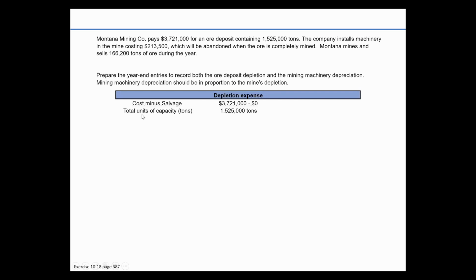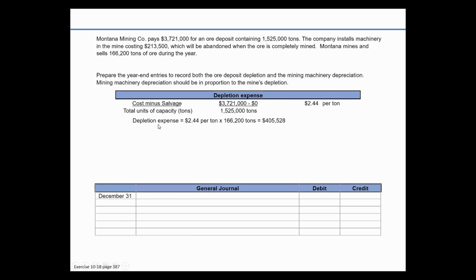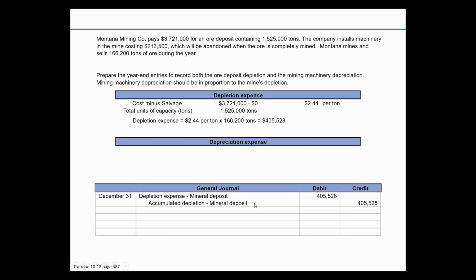When they're done, there won't be any left. And then divided by the total units of capacity in tons. So we know then that the depletion expense for each ton is $2.44 a ton. And so if we take 2.44 multiplied by 166,200 tons a year, then the depletion expense for the year would be 405,528. So you have depletion expense, mineral deposit, 405,528 debit, credit to accumulated depletion, mineral deposit, 405,528.